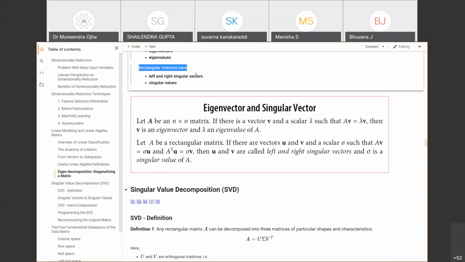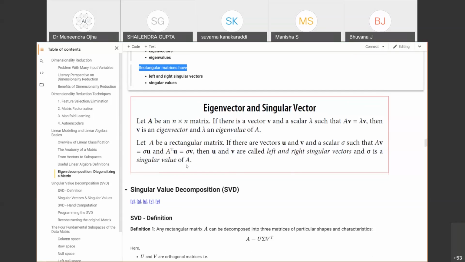So the same theorem can be stated again in this fashion: let A be an n by n matrix; if there is a vector v and a scalar lambda such that Av equals lambda v, then v is an eigenvector and lambda an eigenvalue of A. For the rectangular matrix case, let A be a rectangular matrix; if there are vectors u and v and a scalar sigma such that Av is equal to sigma u and A transpose u is equal to sigma v, then u and v are called left and right singular vectors, while sigma is called a singular value of A.